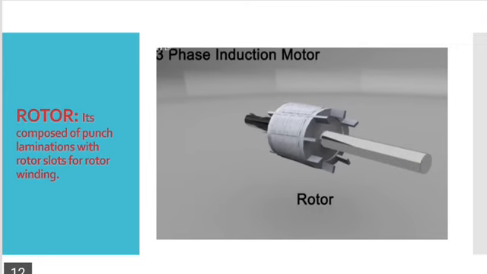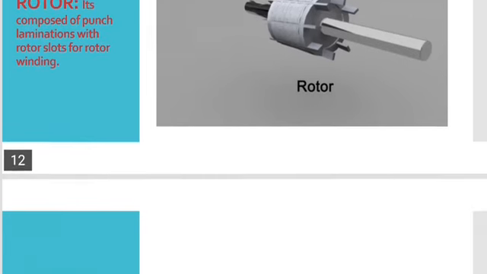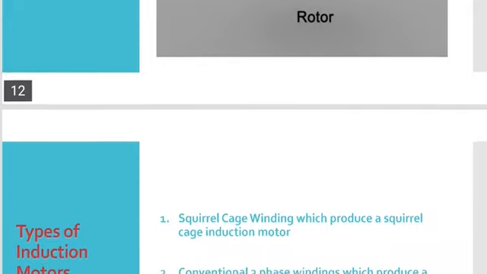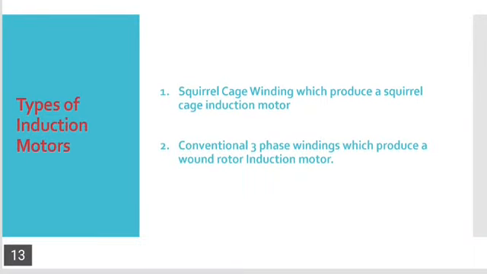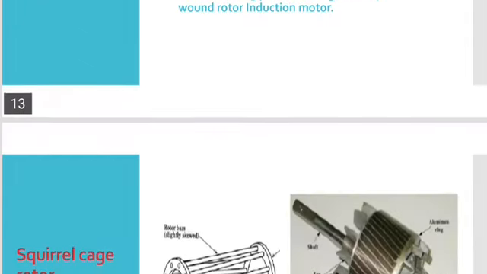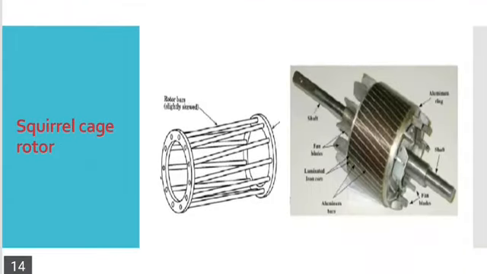Okay, so from the rotor we can divide our 3-phase induction motor mainly into 2 types. The first one is the squirrel cage induction motor, and the next is the wound rotor 3-phase induction motor. Okay, here is the picture of the squirrel cage induction motor.